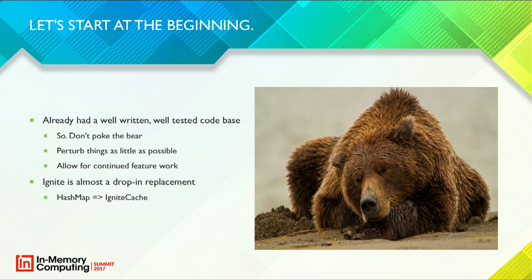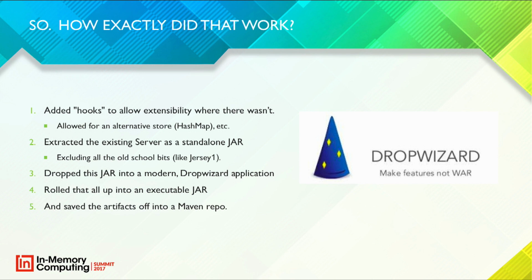Luckily, Ignite is almost a drop-in replacement in our case, because a hash map and an Ignite cache basically have the same interface. So how exactly did all of that work? Well, the first thing we did was we dropped into that code and added extensibility where there wasn't any before, which really means just adding interfaces where we needed them, primarily so we could swap out the old bespoke distributed hash map for Ignite caches, et cetera.